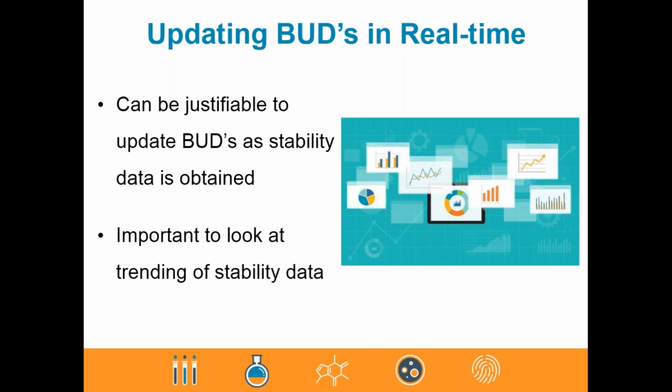If it's trending sharply toward failing your criteria that you set before initiating the study, then you obviously shouldn't use that date until you get more data to support it. But that is something that you guys can consider doing.